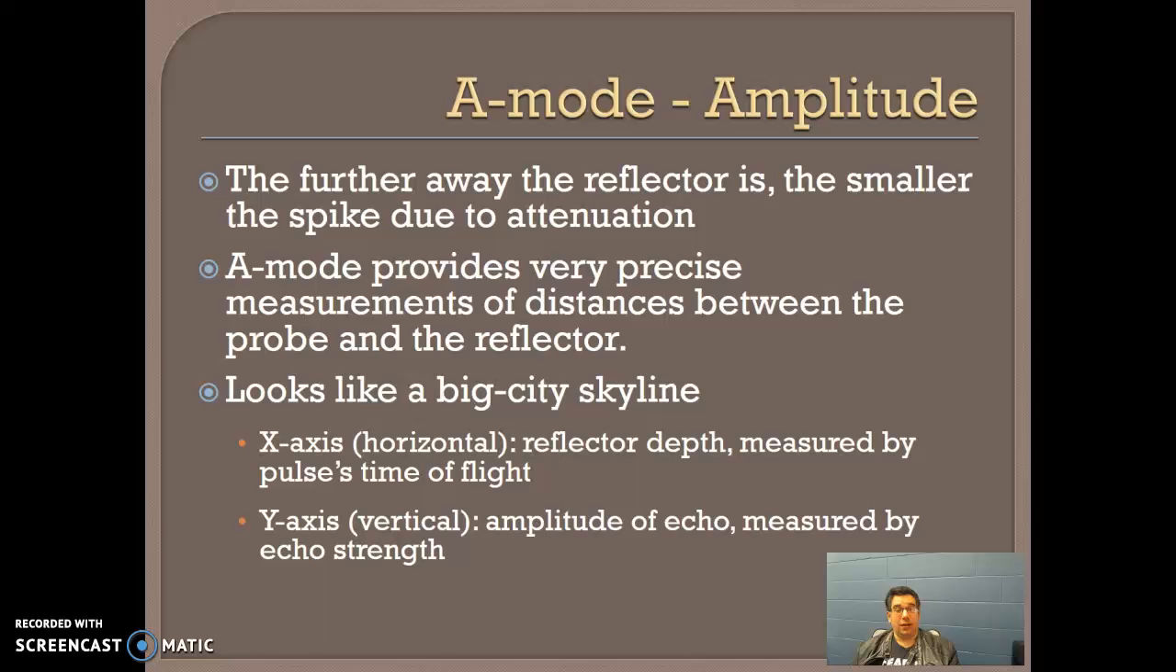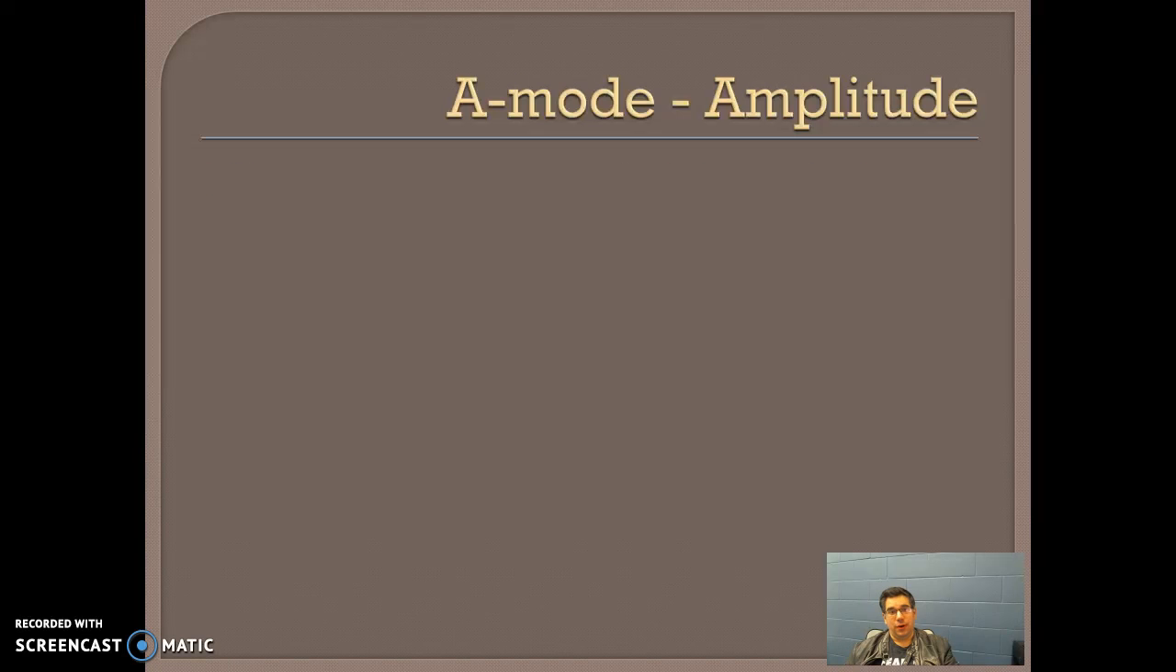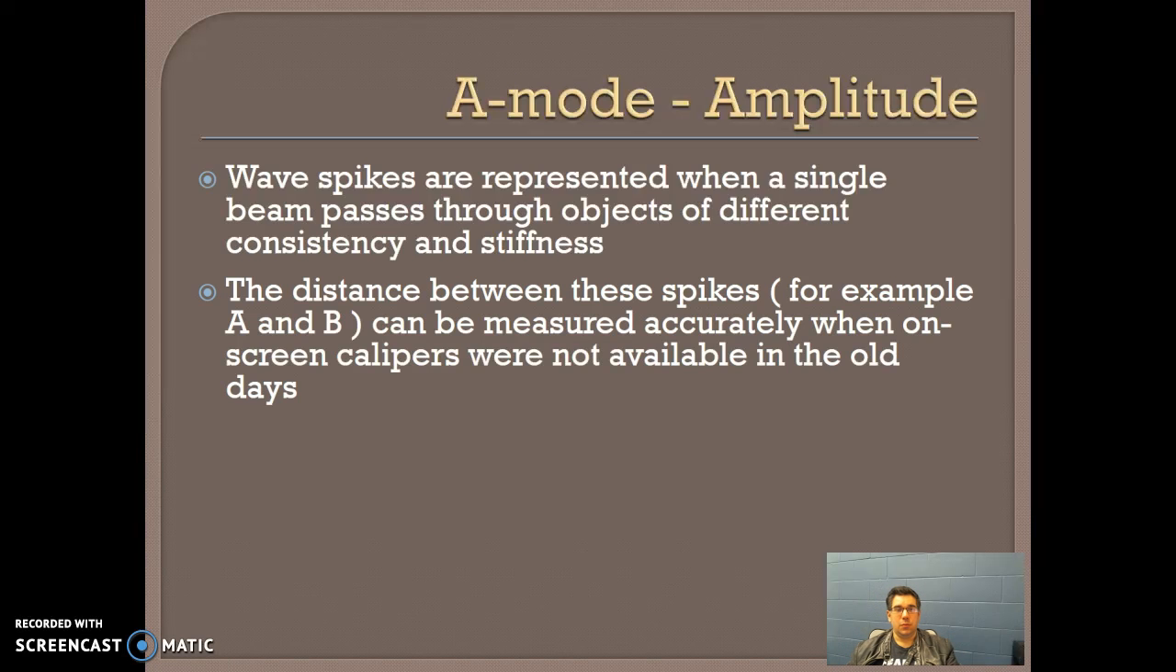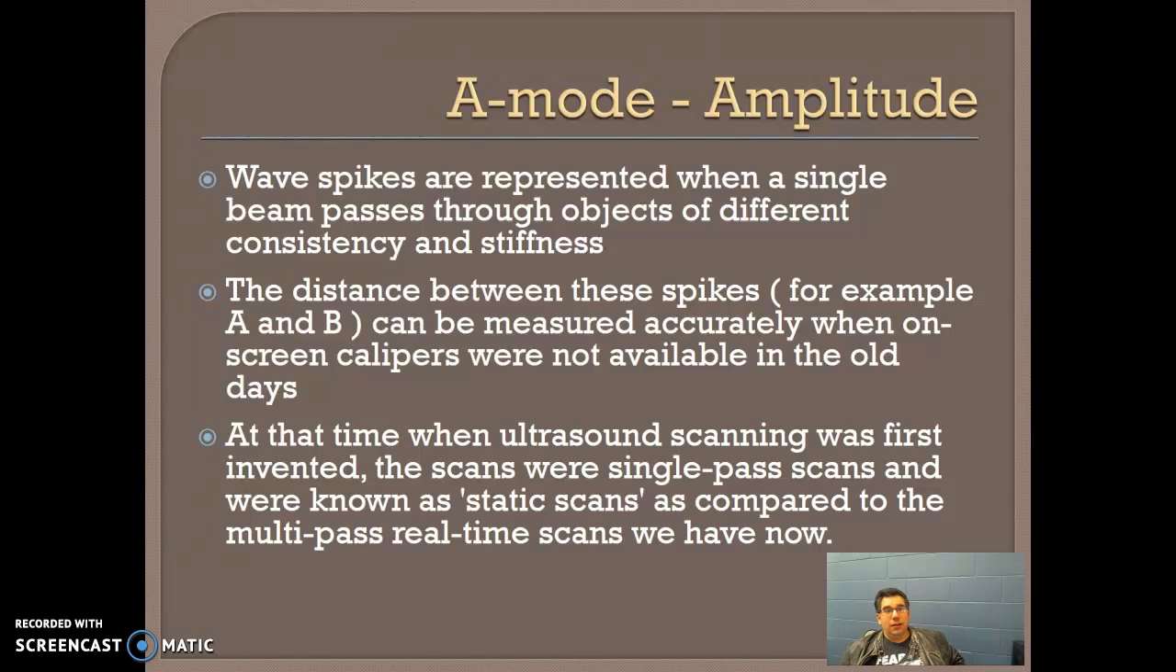When you have a couple peaks, like a skyline here, as you can see, it's very easy to tell the depth, the distance between those two. And on the x-axis, that's where you had the reflector depth, and anything on the y-axis, which would represent those peaks of the skyline, that would be the actual amplitude or the echo strength. And you can go through multiple reflectors, multiple membranes even, and you could see various spikes for each one, and you can measure those distances.